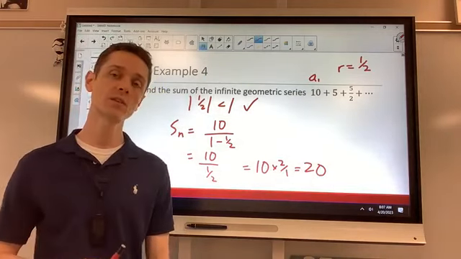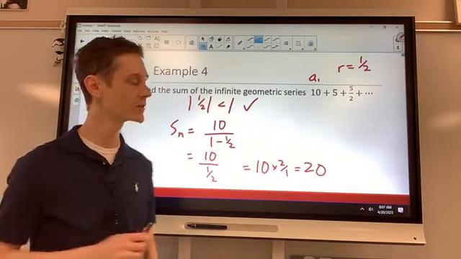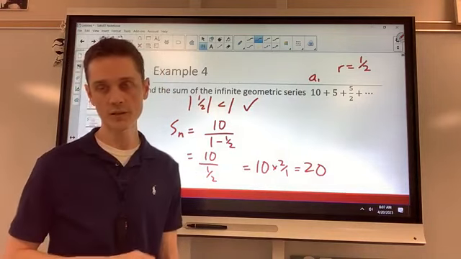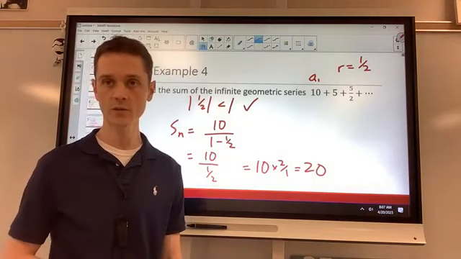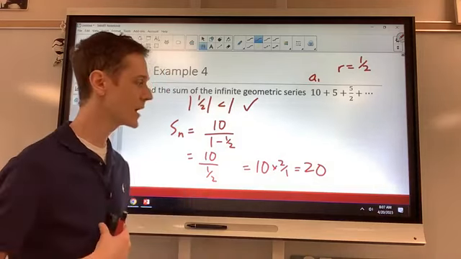Just make sure you remember to check the r value for the infinite geometric series first. The absolute value of it needs to be less than 1. And for the finite ones, it is a little bit more tedious. Definitely expect to use a calculator when you're dealing with all those big exponents, because those numbers get very big very fast. And that's it for the lesson.